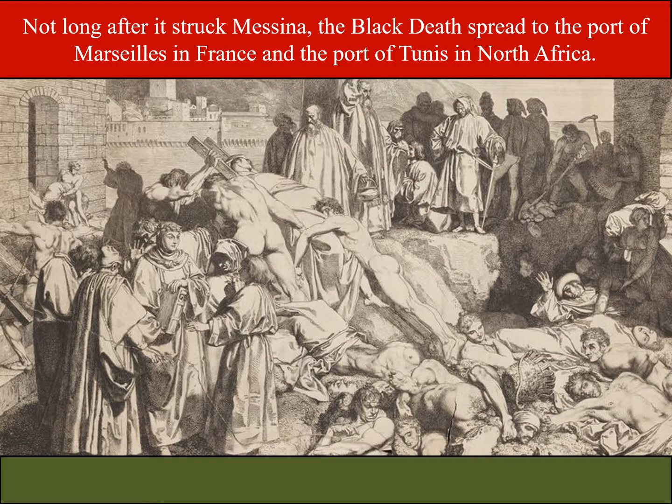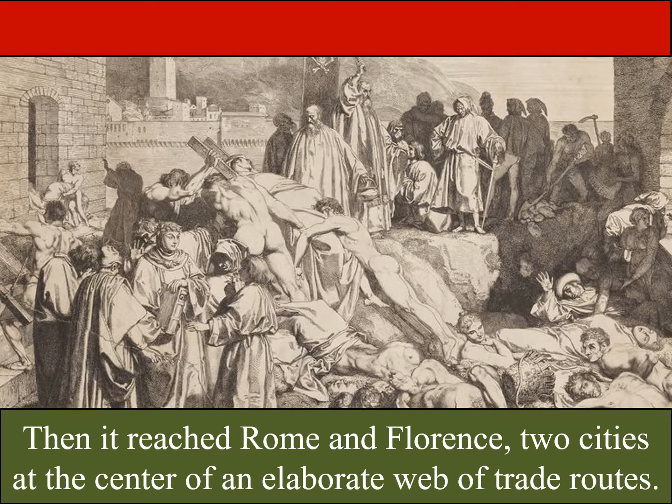Not long after it struck Messina, the Black Death spread to the port of Marseille in France and the port of Tunis in North Africa. Then it reached Rome and Florence, 2 cities at the center of an elaborate web of trade networks, and there was no stopping it from there.